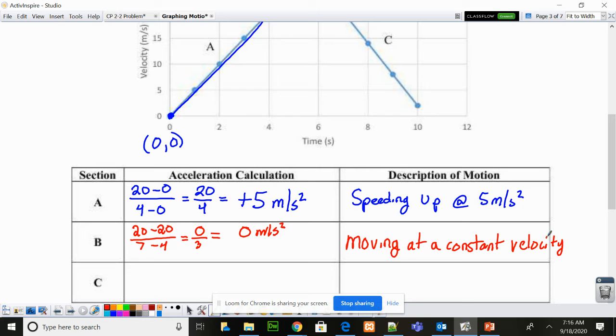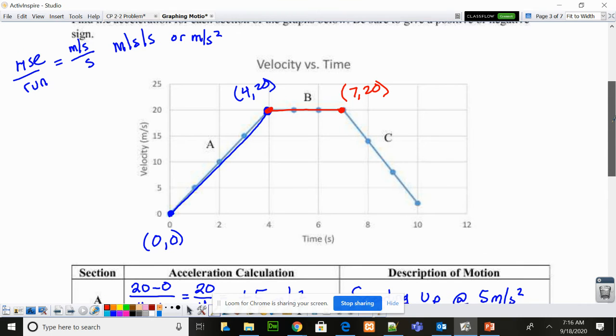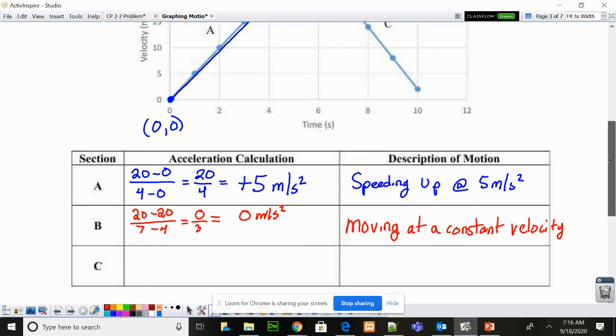Okay? So my velocity is not changing, and we can see that. If you look here, the velocity is 20 the entire time. So I did not speed up, I didn't slow down. So I'm moving at a constant speed, okay? And we're not changing direction there either.